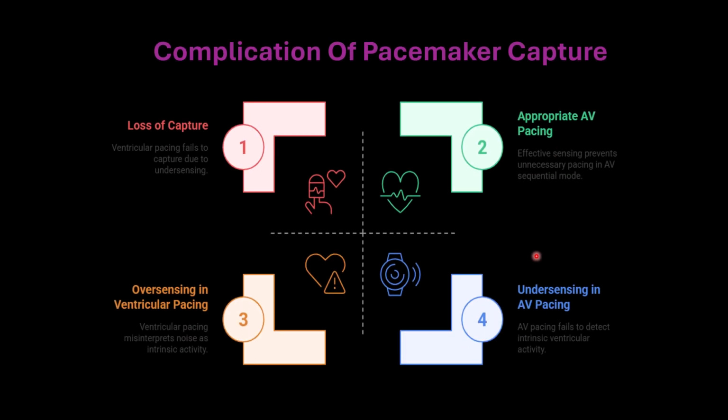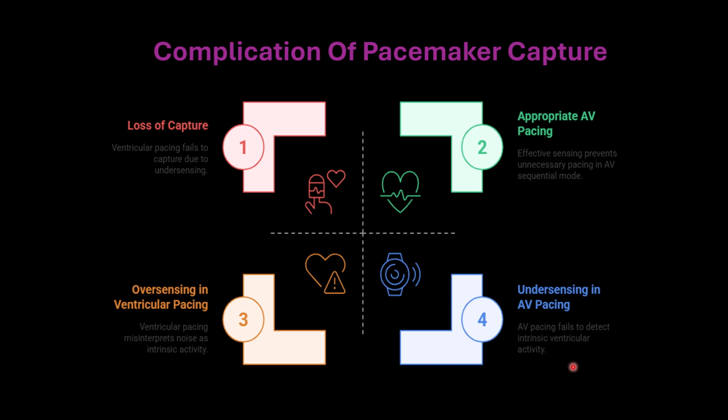Pacemaker capture: appropriate AV pacing is needed to have effective pacing in AV sequential mode. So we should have effective sensing. If there is no effective sensing, there will be ineffective pacing.